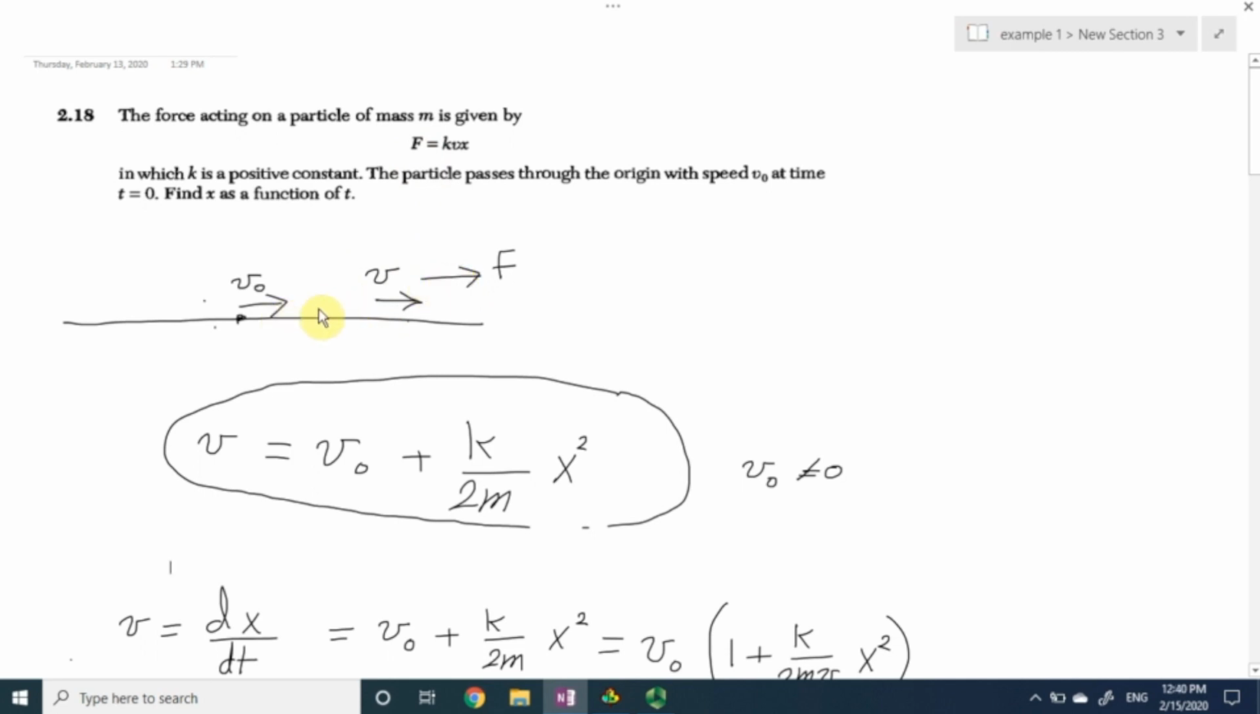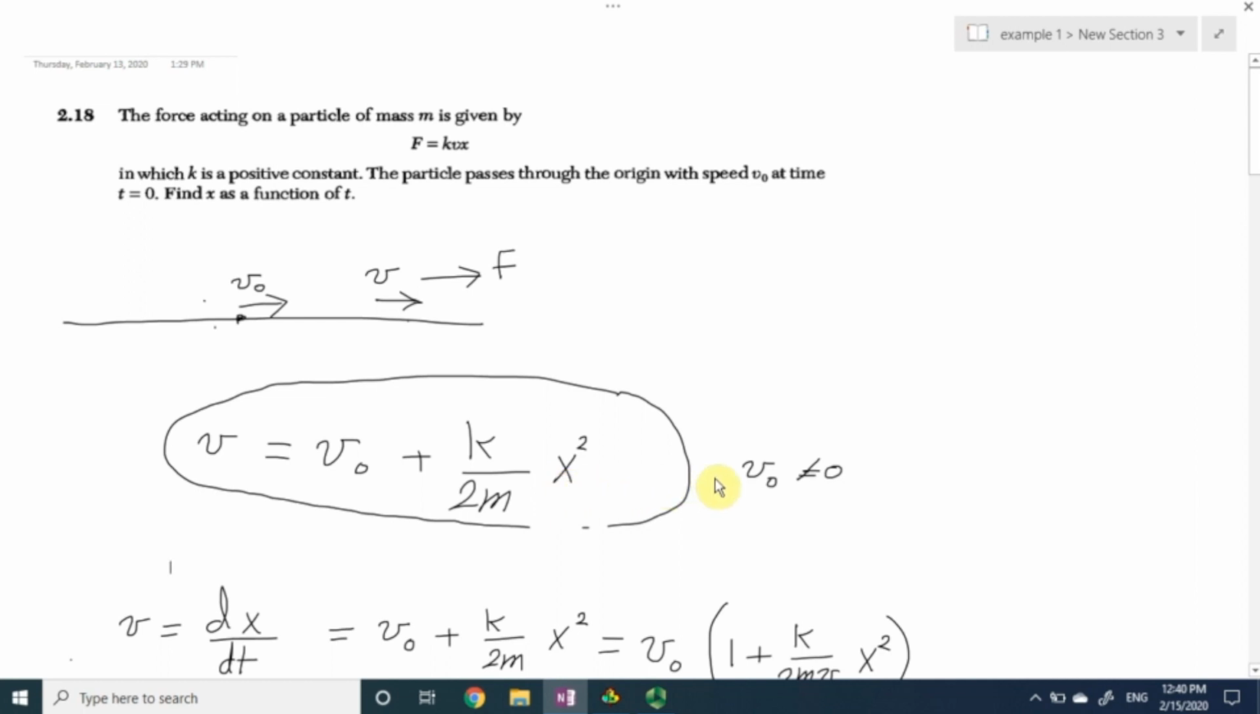So the object will continue moving to the right, and we found in the last video the velocity as a function of x, of location. The result says velocity at any location is equal to v0, the initial velocity, plus a constant, and this constant is k divided by 2m, that's the mass, multiplied by the position squared, x squared.